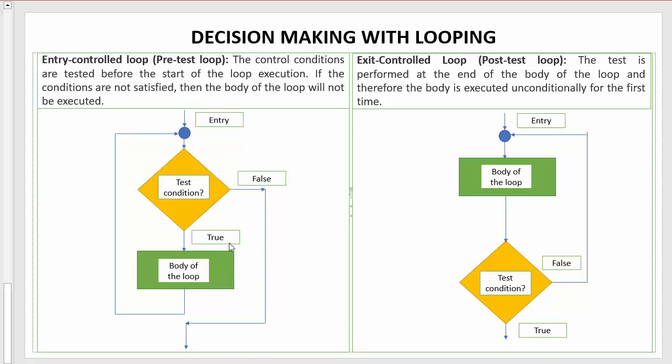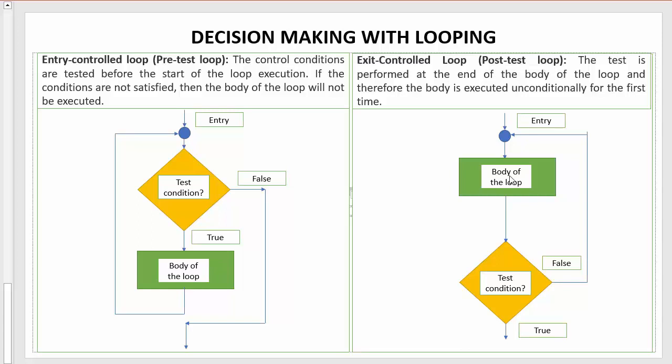In this diagram you can clearly see the condition is tested first. That's why it is called pre-test. Once the condition has been tested, the statements get executed. This way of executing a program using loops is called an entry controlled loop or pre-test loop. Next we have the exit control loop or post-test loop.